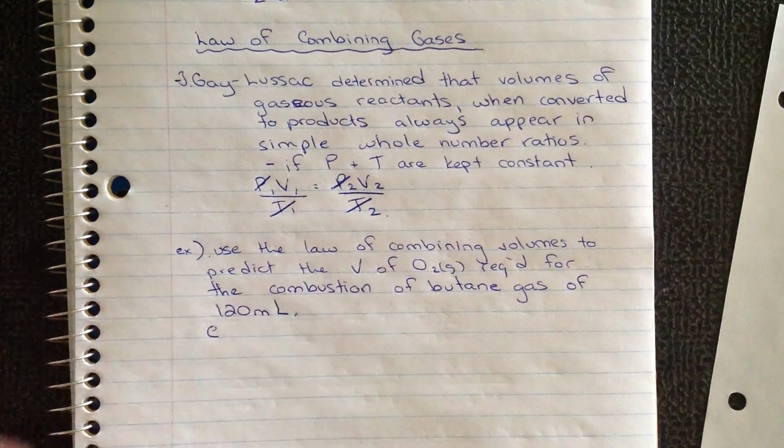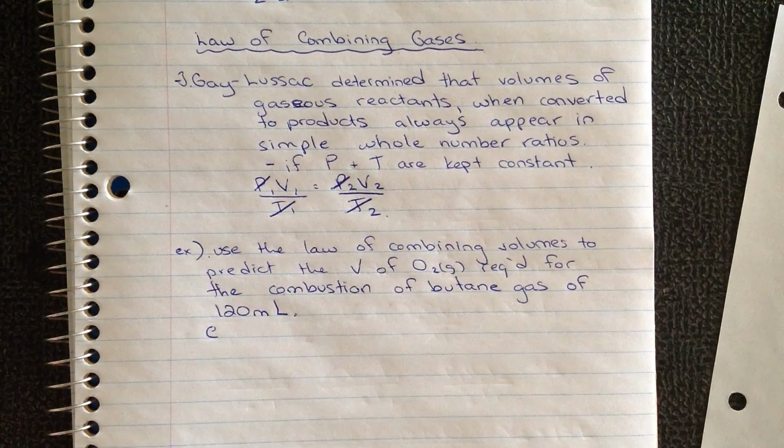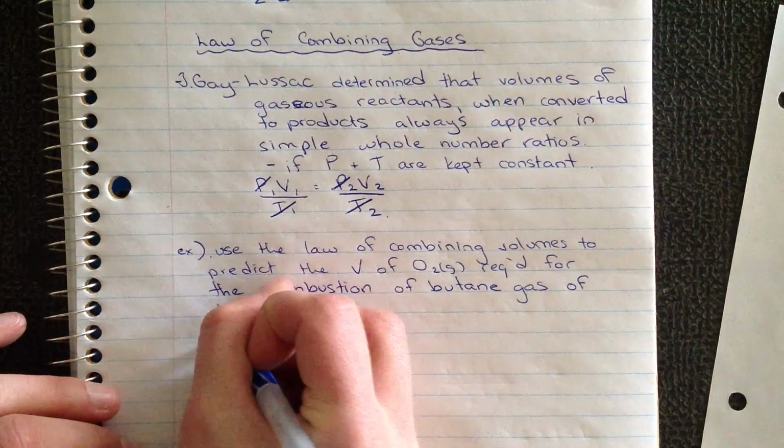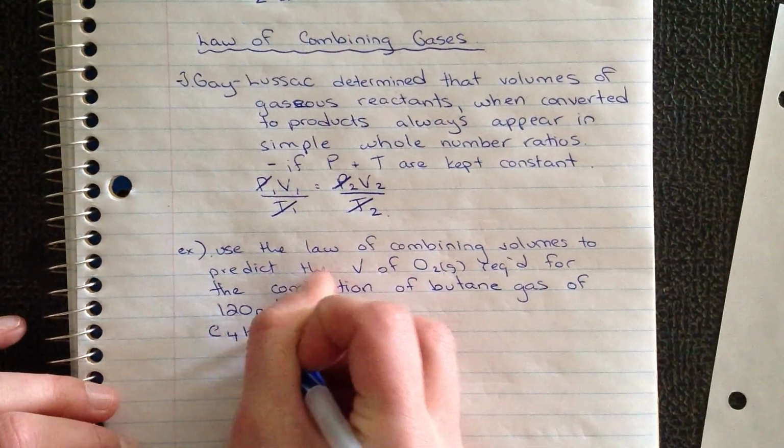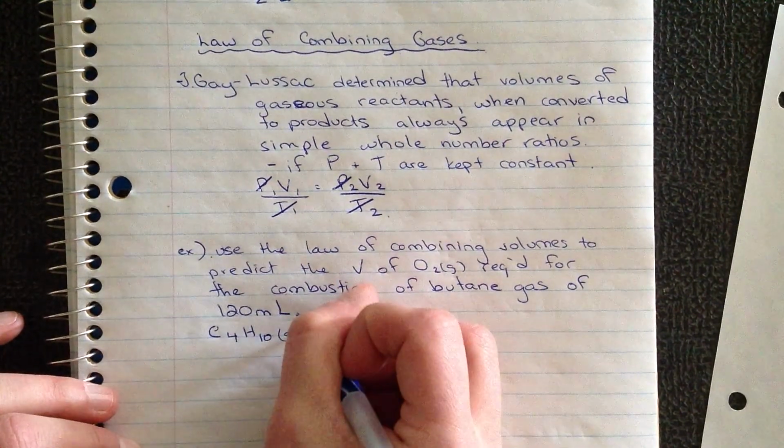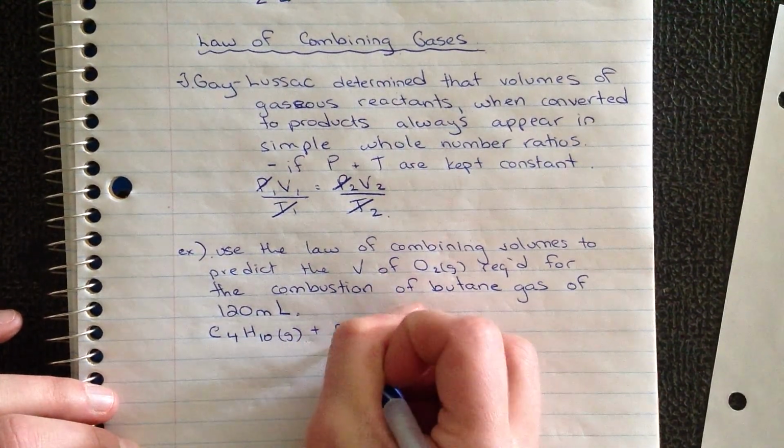But butane, oh man, we have to remember what butane is. What's butane? If you have to look, that's fine, but it's faster if you had it memorized from last year. Anybody? Bueller? Bueller? What is it? C4H10. Okay? So, butane gas plus oxygen.